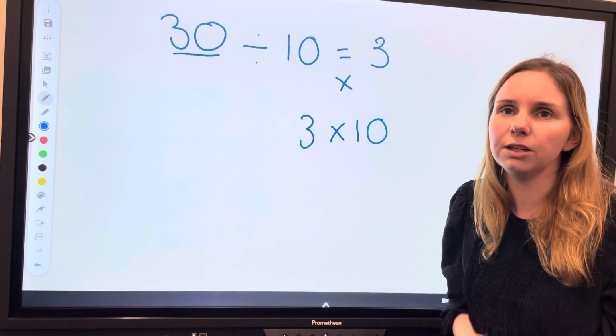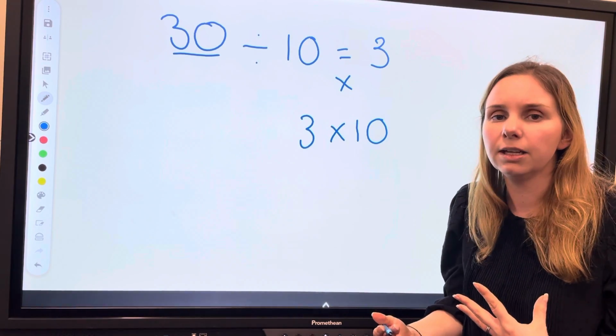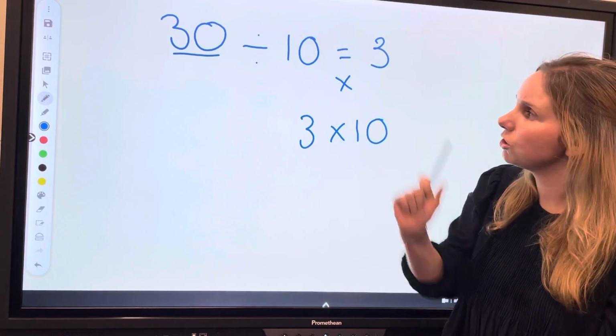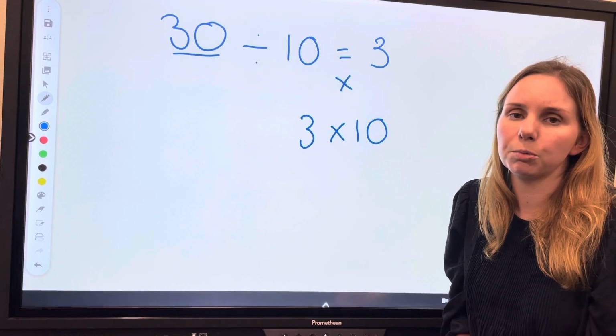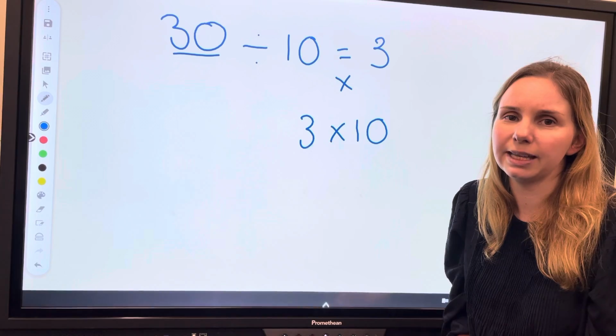Okay, so if you think you've got a really good understanding of dividing by 10, then ask your adult for some missing number problems. See if you can apply that.